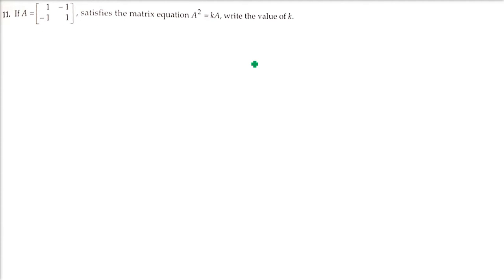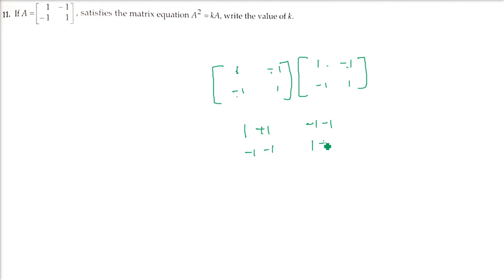So how to do this? A square. A is 1, negative 1, negative 1, 1. Again I am writing A again: 1, minus 1, minus 1, 1. So 1 into 1 is 1, and minus 1 into minus 1 is 1, so 1 plus 1. Now first row with second column: 1 into minus 1 is minus 1, minus 1 minus 1 is minus 1. Minus 1, 1 is minus 1, 1 minus 1 is minus 1. Minus 1 minus 1 is 1, 1 1 is 1.